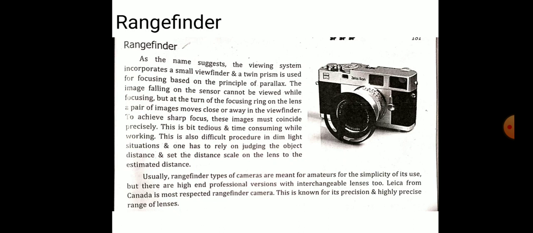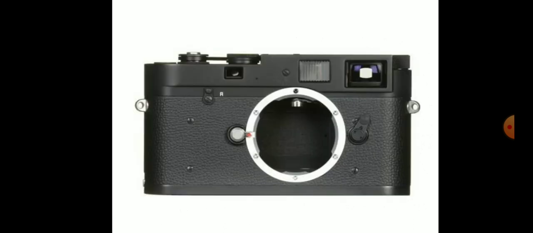Okay, so rangefinder is a type of camera. With a rangefinder you will be finding an image through the pinhole that we already saw in the earlier slides. Okay, so I want to show you, this is a rangefinder camera. On the right hand side, there is a pinhole from where you can see the images. Okay, and the lens is put there.